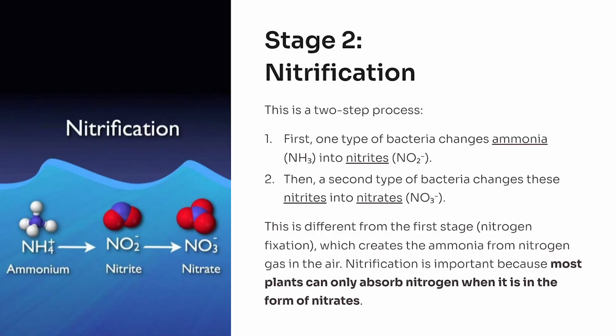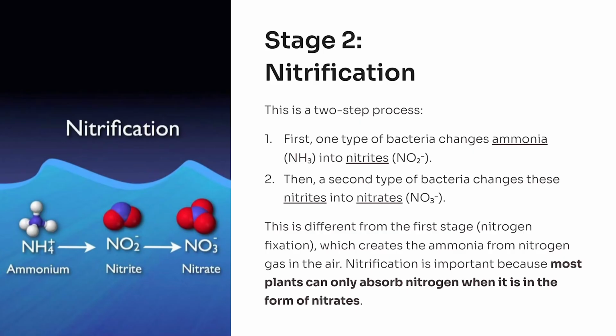In the first step, one group of bacteria changes ammonia, that's NH3, into a new substance called nitrites, written as NO2-. In the second step, another group of bacteria changes those nitrites into nitrates, written as NO3-. These nitrates are very important because most plants can only take in nitrogen when it's in this nitrate form.